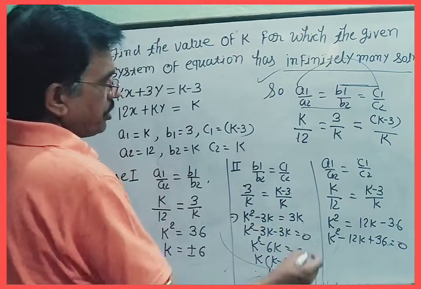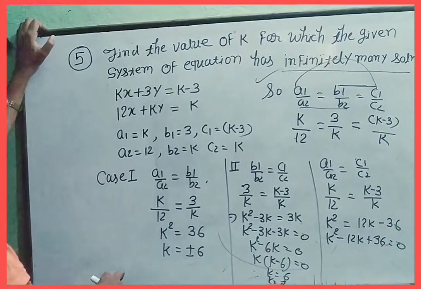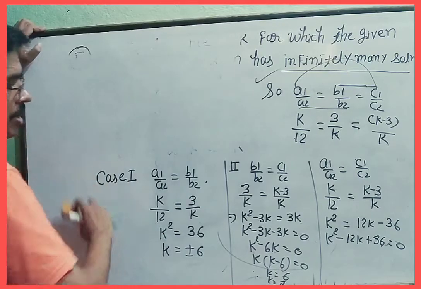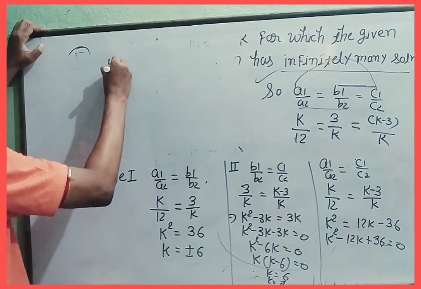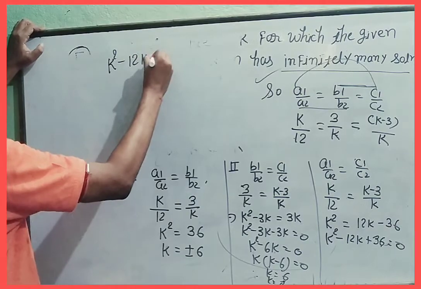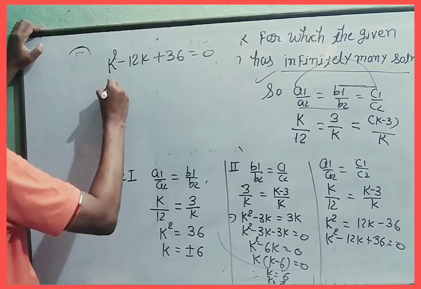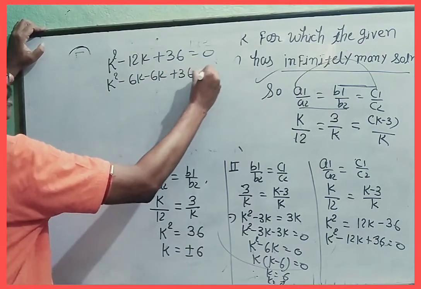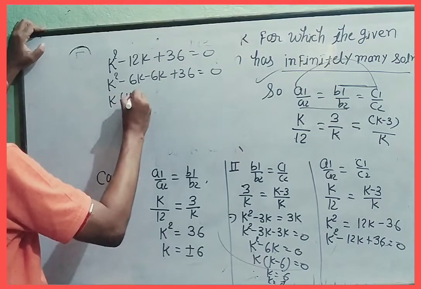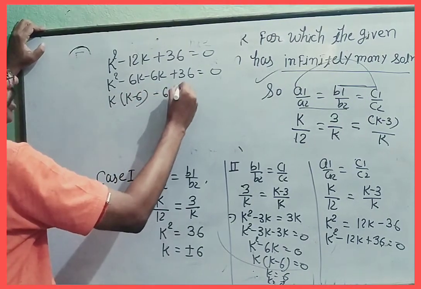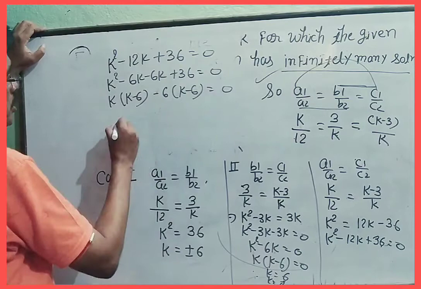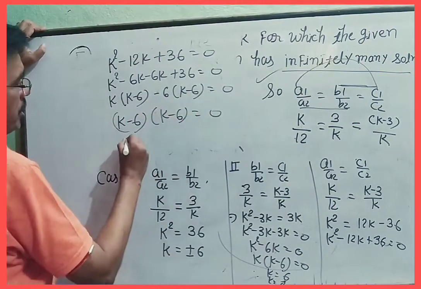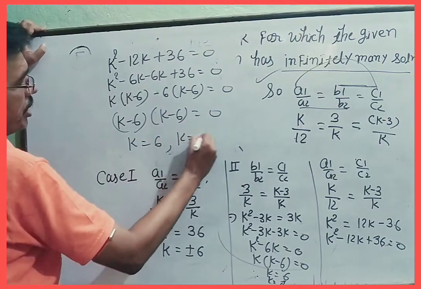And you can solve this question by the splitting method. So by the splitting method, you write k square minus 12k plus 36 is equal to 0. Then k square minus 6k minus 6k plus 36 is equal to 0. k common, that is k minus 6, minus 6 common, that is k minus 6 is equal to 0. Then k minus 6 into k minus 6 is equal to 0. So k is equal to 6 and k is equal to 6.